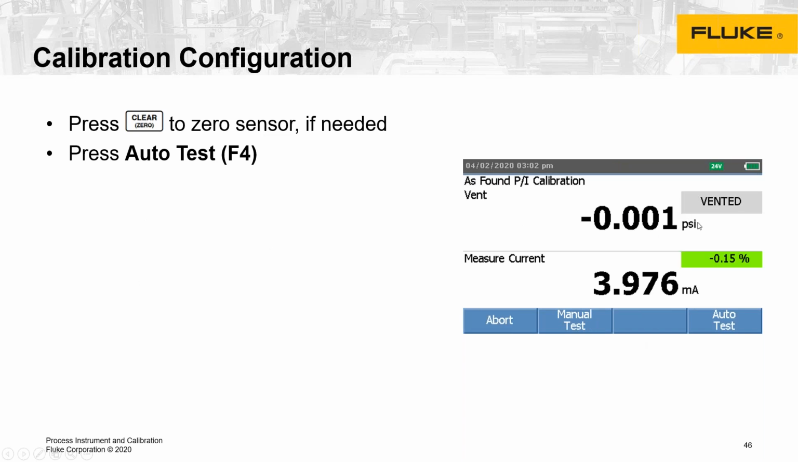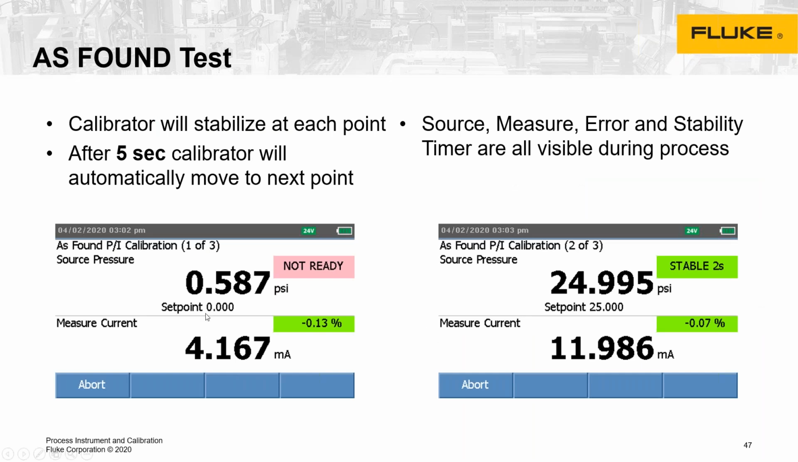So again, I always try to 0 again if there's any kind of movement when it's still vented. We're seeing here that we have a milliamp feedback, so we have a good connection. We run an auto test. It will step up through and start pumping. Here, the set point is 0, so it's going to vent.